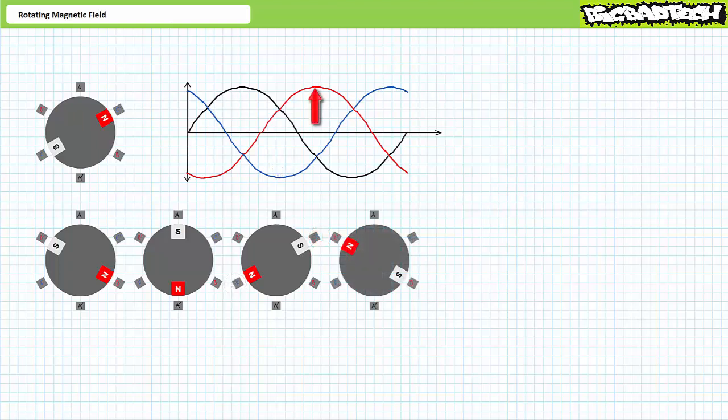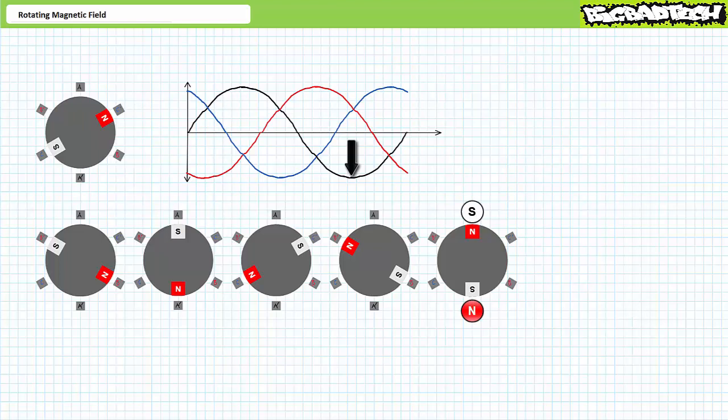Some moments later, L2 peaks positively. B is a north, and B' is a south. The north end of the rotor is attracted to B', and the south end of the rotor is attracted to B. The rotor continues to turn clockwise. Some moments later, L1 peaks negatively. A is a south, and A' is a north. The north end of the rotor is attracted to A, and the south end of the rotor is attracted to A'. The rotor continues to turn clockwise.